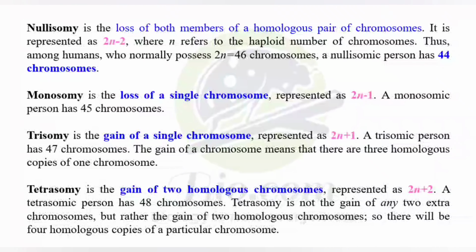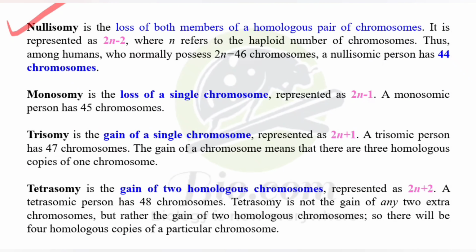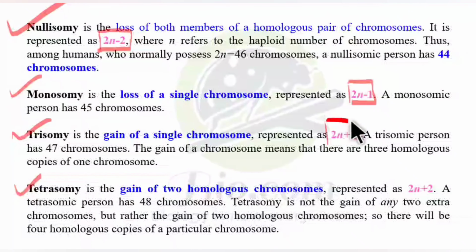Now, please take a screenshot of this slide, or listen carefully or make notes in your notebook: what is nullisomy, what is monosomy, what is trisomy, and what is tetrasomy. So basically, for nullisomy, remember the formula 2n minus 2. For monosomy, remember 2n minus 1. For trisomy, it is 2n plus 1. And for tetrasomy, it is 2n plus 2.